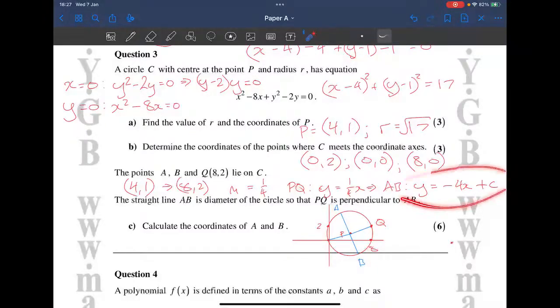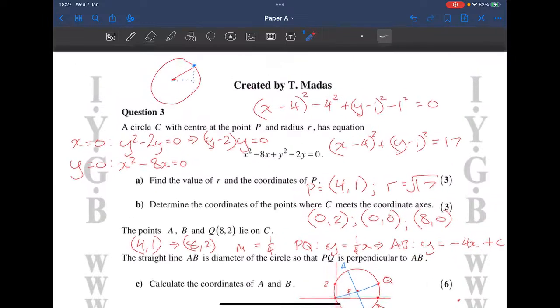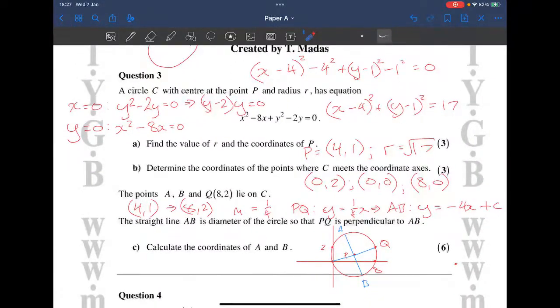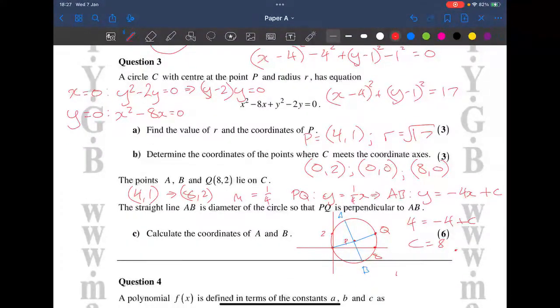So how do we find point C? We can just take this equation and plug in the coordinates of P. Where is P? P was 0, 4. So as we do that, we'll have 4 is equal to minus 4 plus C. So C is going to be 8 in this case. So the full line for AB is y is equal to 8 minus 4x.